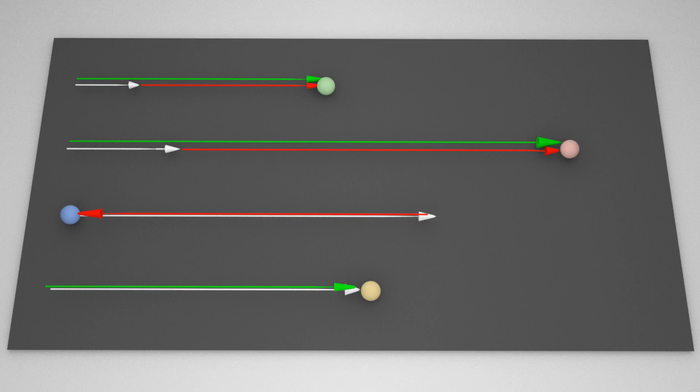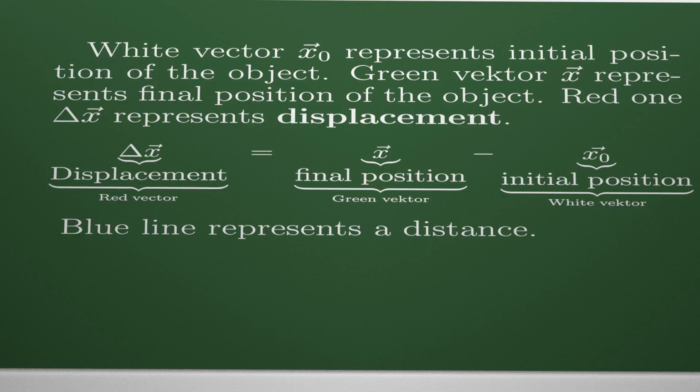With those 2 vectors, we are able to define a new one, the so-called displacement vector, as follows. A white vector represents an initial position, the green one the final position, and the red one is displacement. So, displacement is equal to final position minus initial position. At some point, we will define distance, which will be represented by the blue line.